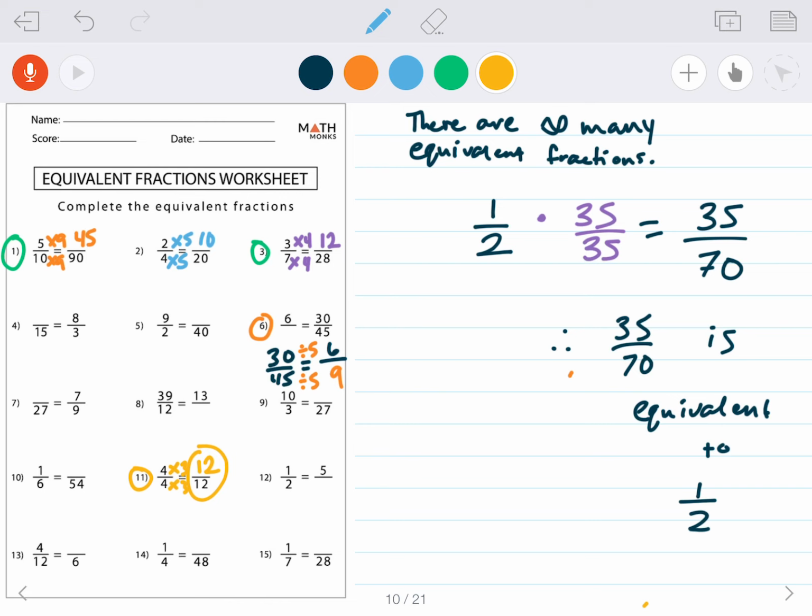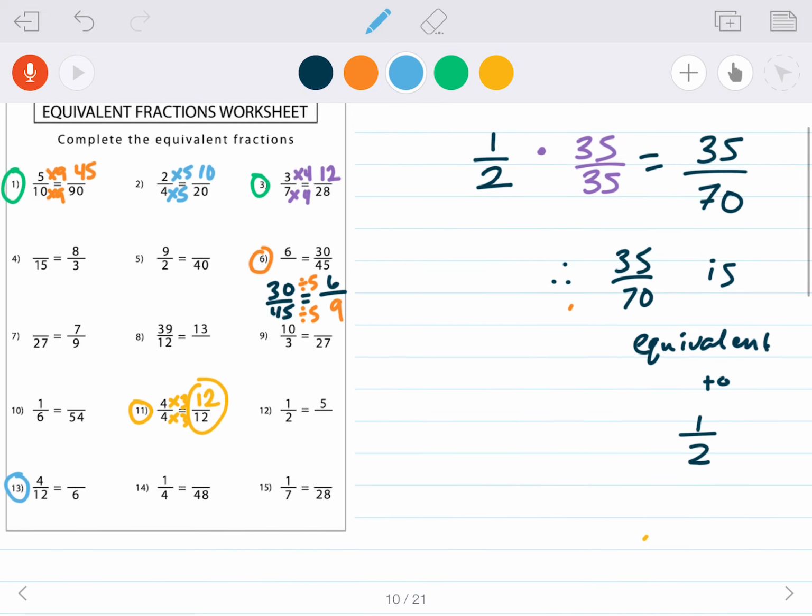Let's do one more. Let's look at this guy. So I'm going from 12 to 6, right? So 12 to 6, what do I have to do? I have to divide, right? So 12 divided by what is 6? That's going to be 2. So I have to do the same thing in the top. So 4 over 12 is the same thing as 2 over 6.